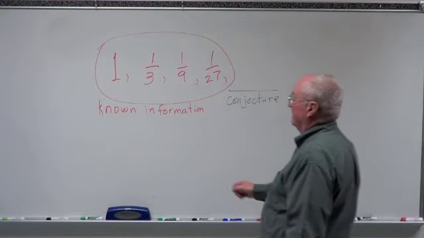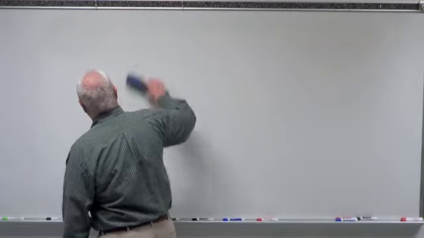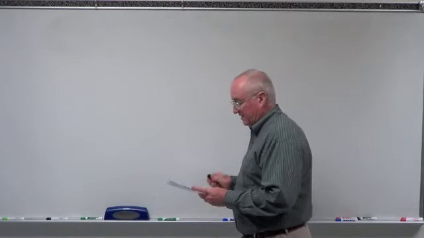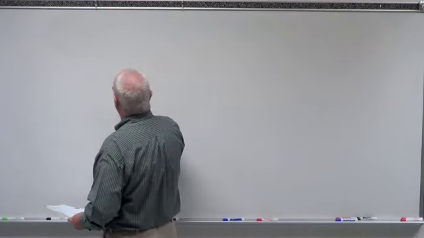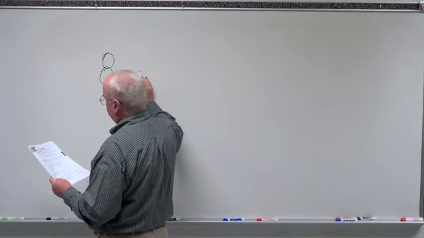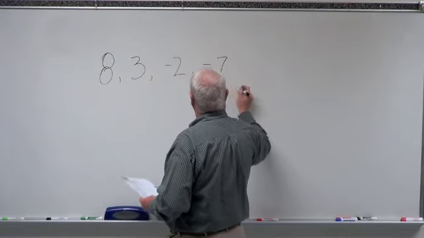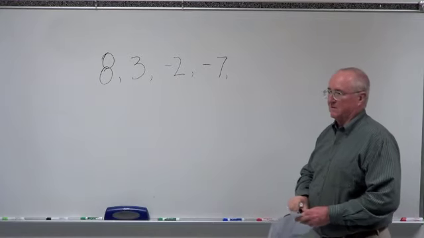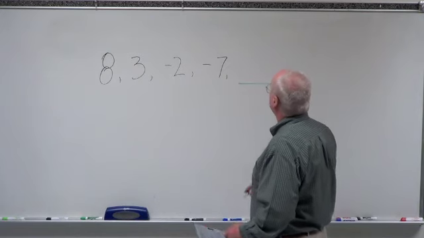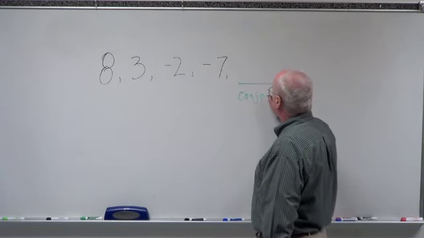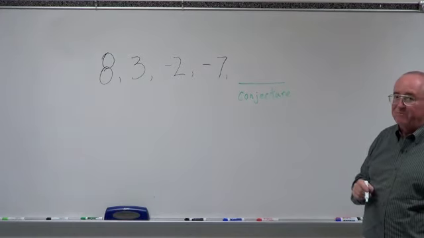All right? Let me give you another one. Let's try this one. A little different. Start with 8. Next one is 3. Next one, -2. Next one, -7. What's going to happen next? What comes after that? What is your conjecture? What's the next item? Based upon that information.